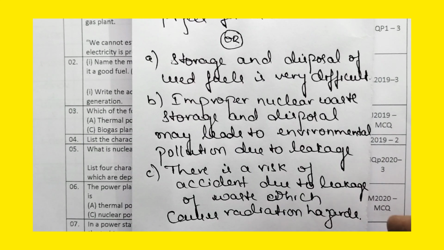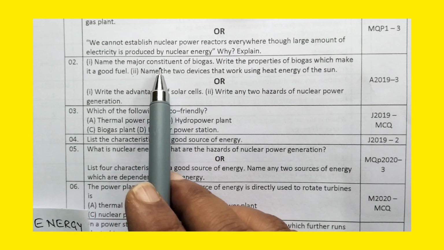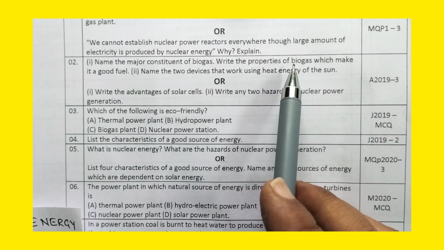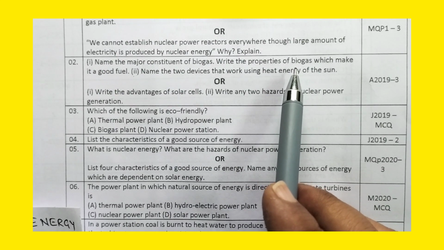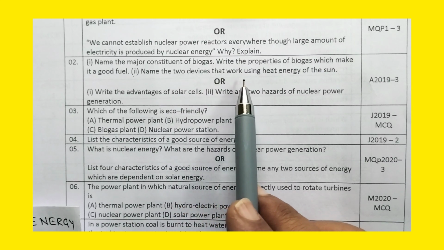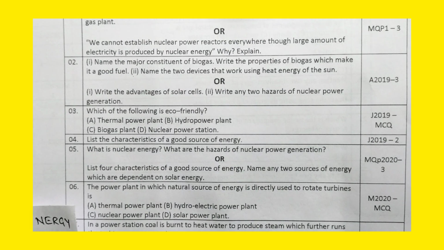So now let us move to the next, second question, that is name the major constituent of biogas. Write the properties of biogas which make it a good fuel. Name the 2 devices that work using heat energy of the sun. So now let us answer this question.